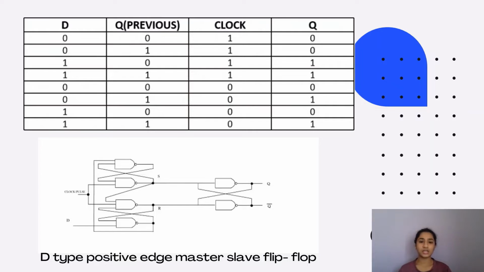And this is the diagram of the D-type positive edge master slave flip-flop. I've shown it over here because my real-time application is based upon the positive edge D-type master slave flip-flop. So this is the internal diagram of it. We have shown it only by using NAND gates.